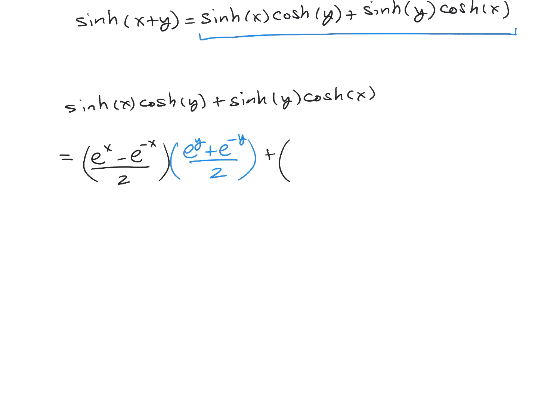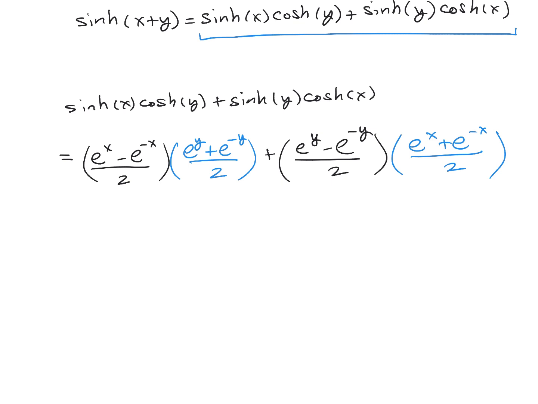And that's going to be plus the sinh definition with y. So that will be e to the y minus e to the negative y over 2 times the hyperbolic cosine definition with x, e to the x plus e to the negative x over 2. So now we want to simplify this down as far as we can, and the first step in doing so is going to be to multiply this together.